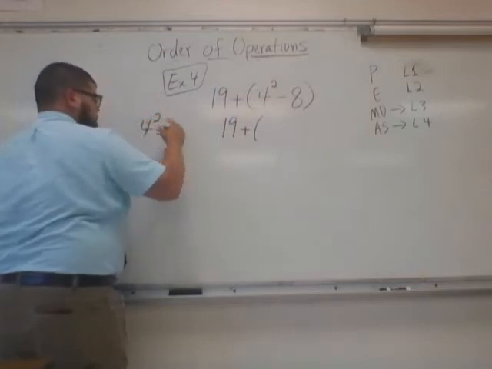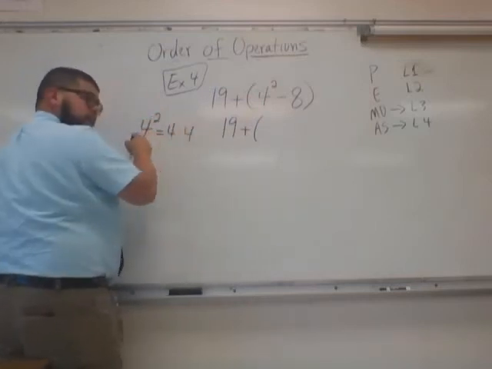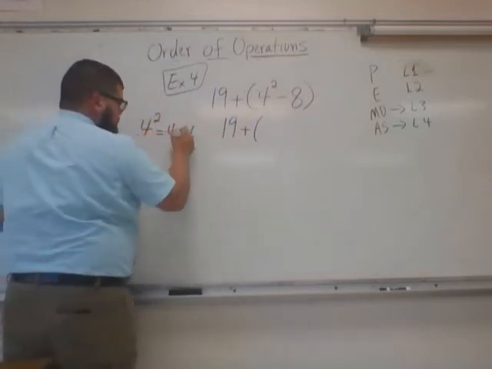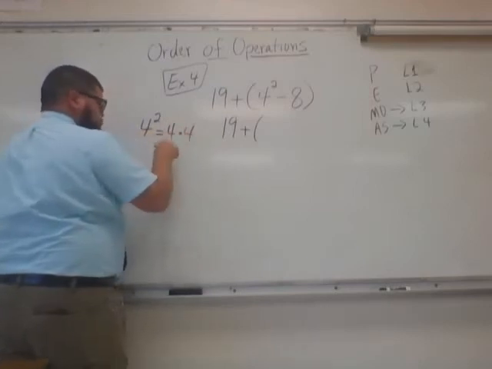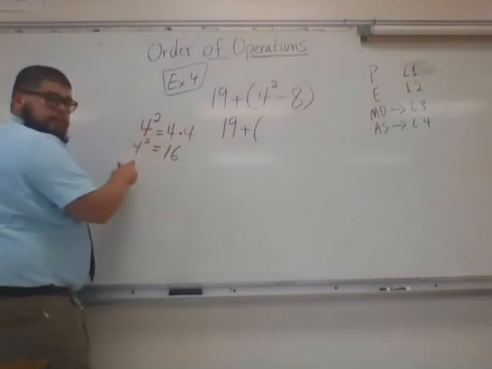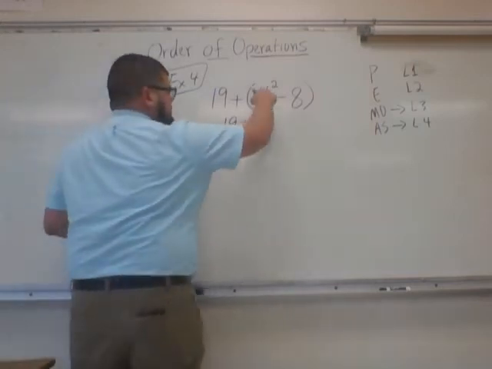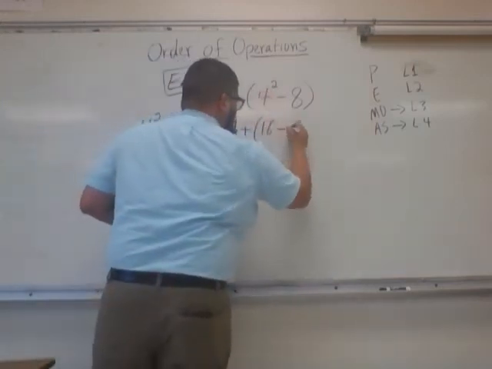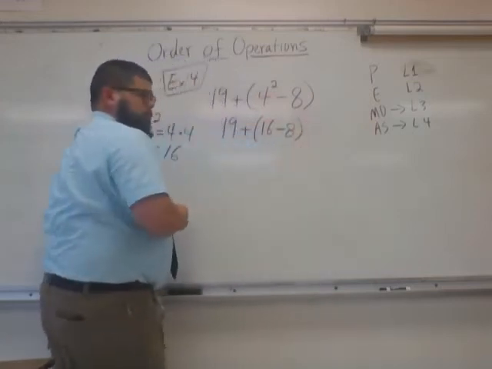This 2 tells me how many 4s I have. Remember, exponents is repeated multiplication, so we have a dot right here. So we're going to multiply 4 times 4, we get 16. That means 4 squared is equal to 16. So we're going to put 16 in place of this 4 squared minus 8. Everything just comes along for the ride.